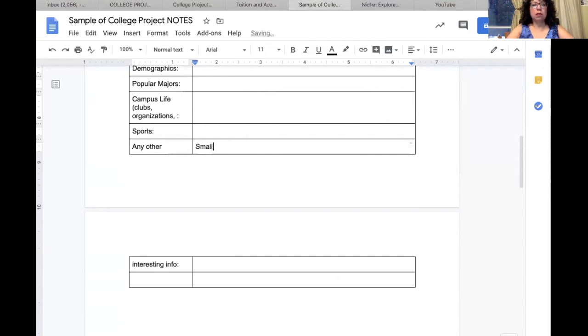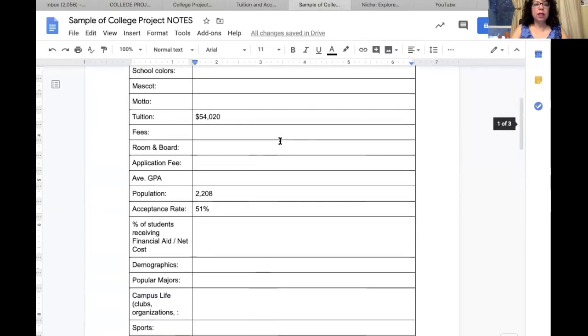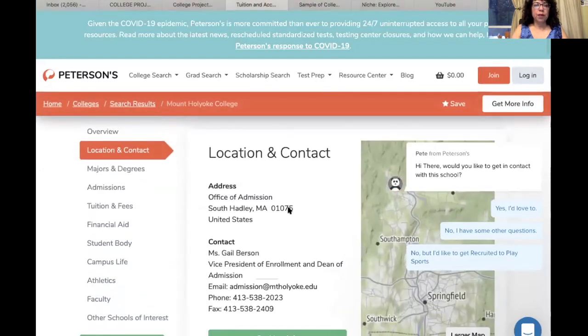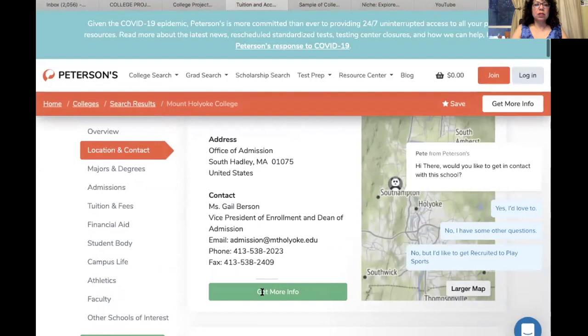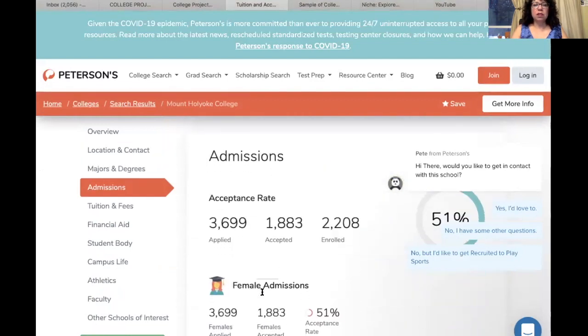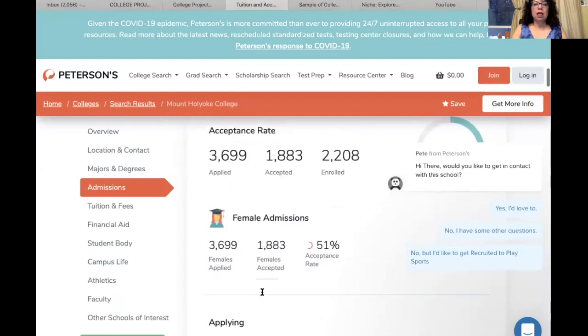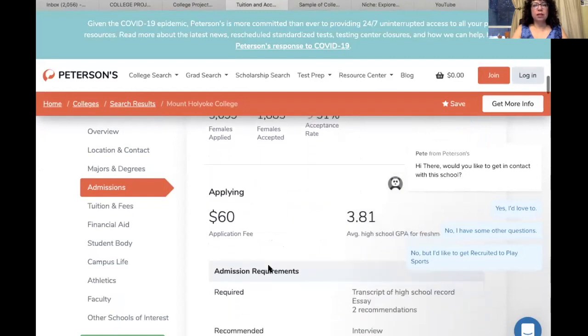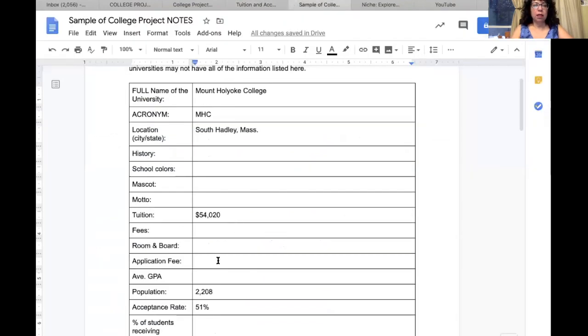Small town setting. So you see, I'm going through and I'm trying to fill in any information I can find. As I scroll down, I have the Office of Admissions. I have majors and degrees. I have admissions acceptance rates, how many have applied, how many enrolled, how many females applied, how many females accepted, the application fee, the average GPA. So as I go back and forth, I'm going to try to find all of this information.